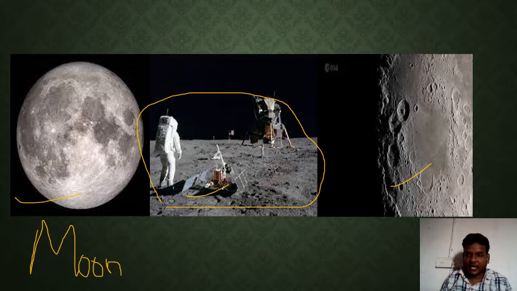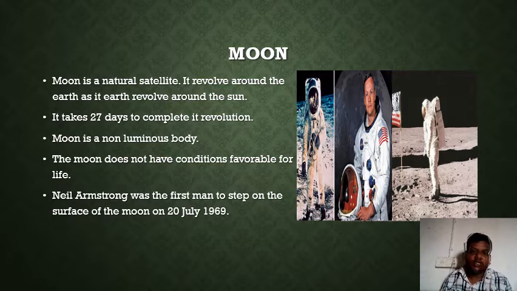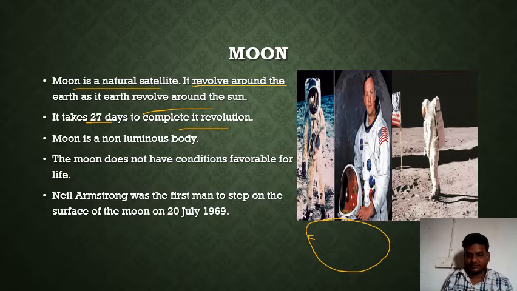So the next topic we cover is the moon. The moon is the natural satellite. It revolves around the earth, just like the earth revolves around the sun. It takes 27 days to complete one revolution. Revolution means one complete round. The moon is a non-luminous body.